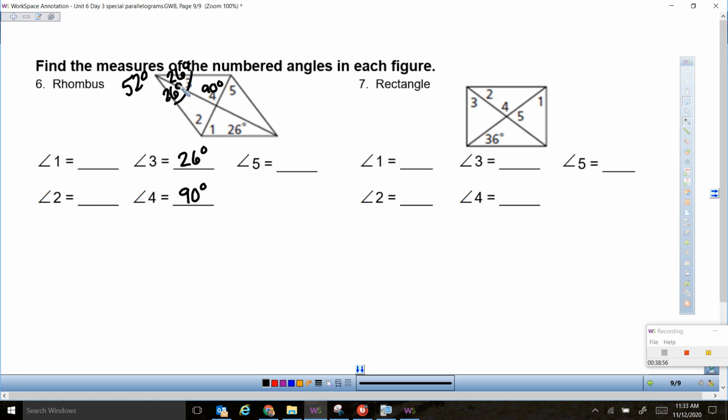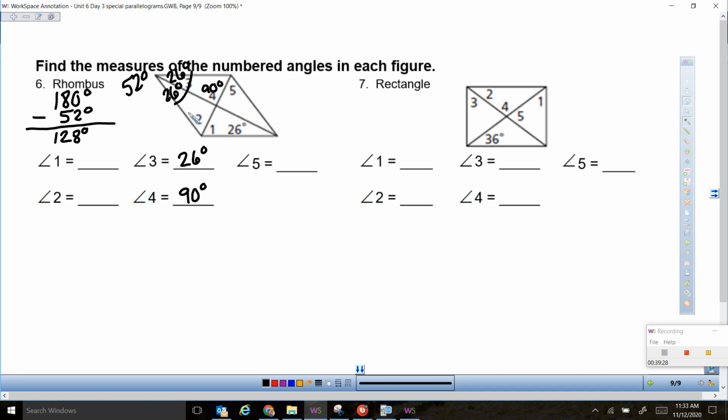And I know that this big top angle and this bottom angle are same side interior angles. And what do I know about my same side interior angles? They add to equal 180. So if the top angle is 52, to find the bottom angle, we need to do 180 degrees minus 52 degrees. And what does that give us? 128.